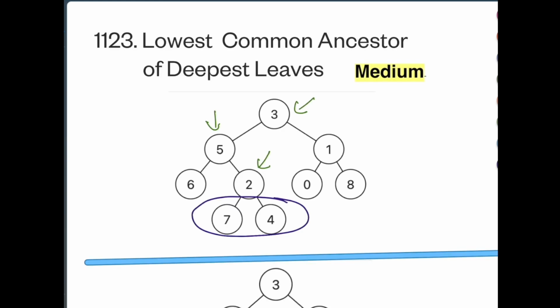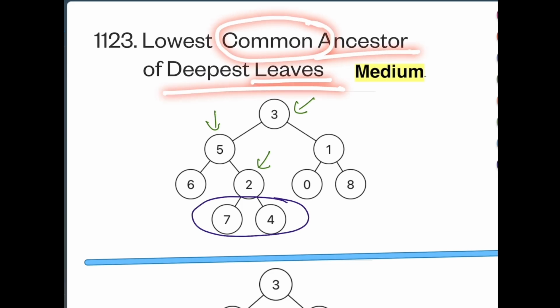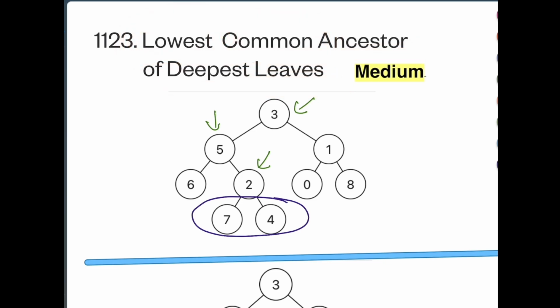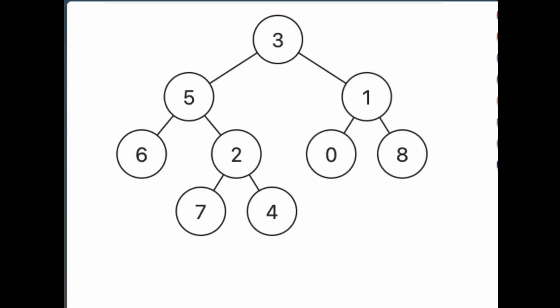So don't try to overcomplicate the question or overread the question. Just know that you need to find the leaves, then find the deepest leaves, then find their ancestors, and then find their common ancestor, and then find what is the lowest out of it. You know, it's like understanding the question one by one. So now let us try to understand how we can solve this particular problem.